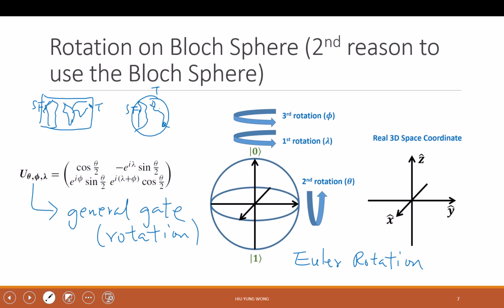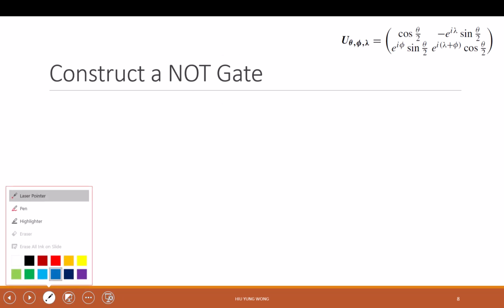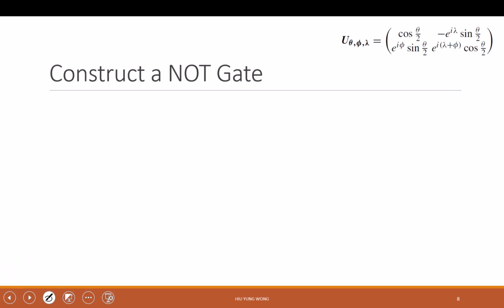So let's do an example. For example, the NOT gate. What is a NOT gate? 0, 1, 1, 0. So it must be equal to the general form. There are certain theta, phi, lambda that will give me the NOT gate. So we solve the equations one by one. We will equate the elements.